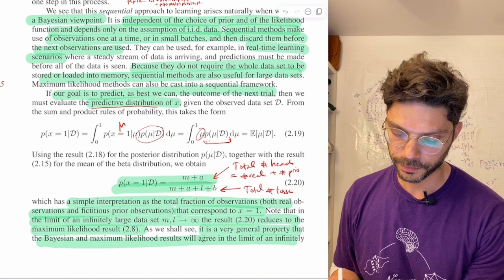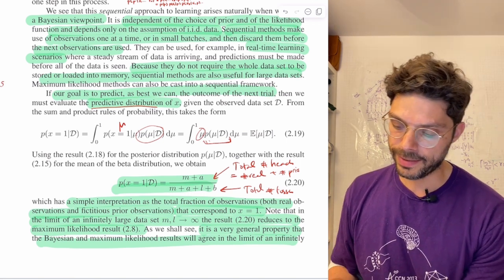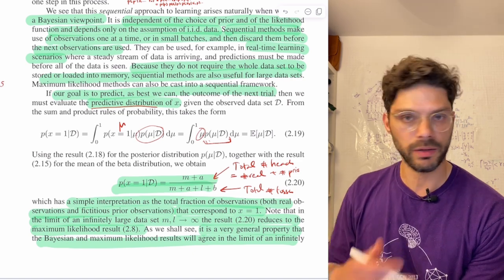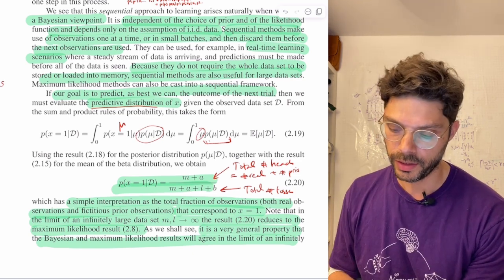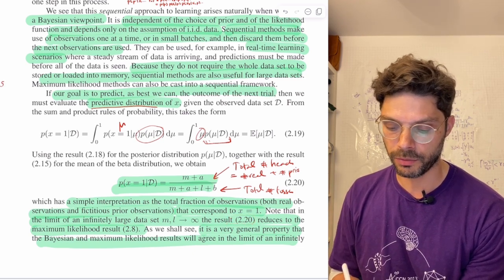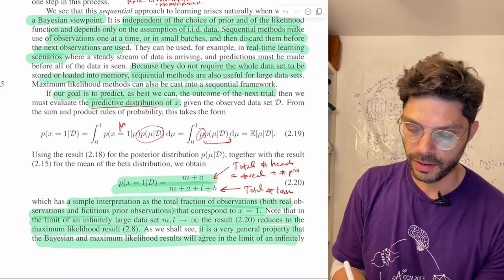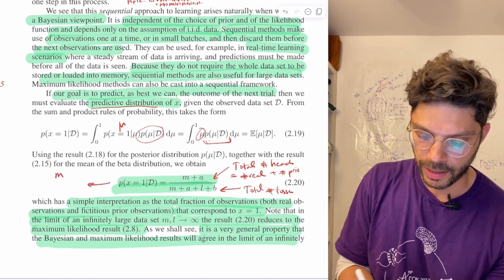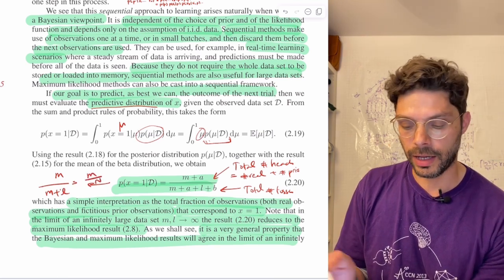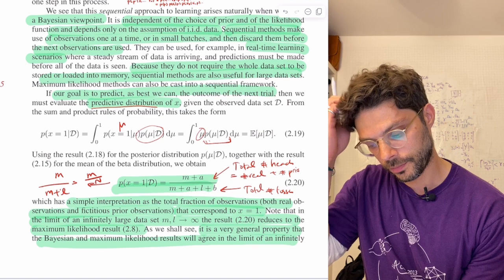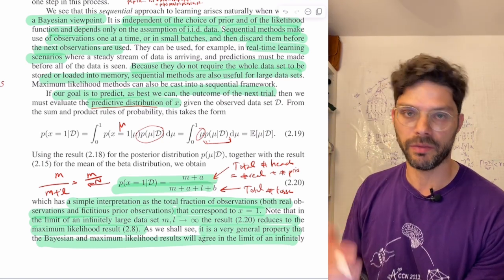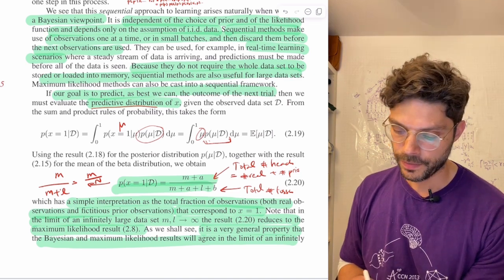Okay, it says note that in the limit of an infinitely large data set, so m and l going to infinity, the result 2.20 reduces to the maximum likelihood result of 2.8. So basically this thing goes to m over m plus l, which is m over n, in the limit of large data. So essentially we recover the maximum likelihood solution in the limit of infinite data.